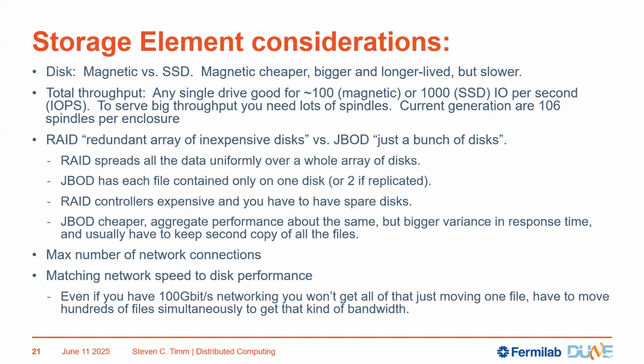All right. Now, issues with planning storage elements. First of all, you have to pick disk. Magnetic versus solid state device. I say SSD, solid state device. We still call them spindles in SSD, even though they don't have a spindle. Magnetic is cheaper, bigger, and longer lived and more reliable, but slower, much slower.